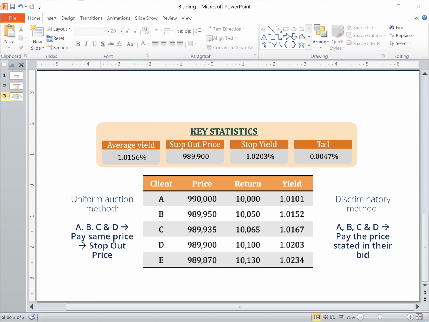Okay. Is it clear to everyone? Yes or no? Sir, in case of a uniform price, everybody will be paying the same amount, that is competitive bidders plus non-competitive bidders? No. What we are talking about, uniform and discriminatory, is only for the competitive bids. Non-competitive bidders would always pay the weighted average price based on the competitive bids. Okay.